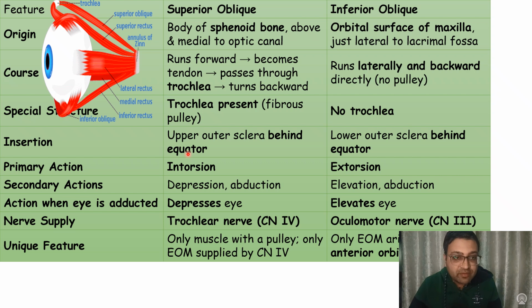Unique feature of superior oblique muscle is that it is the only muscle with a pulley, and it is the only extraocular muscle which is supplied by the fourth cranial nerve. And inferior oblique, one unique feature is that it is the only extraocular muscle that arises from the anterior orbit, that is the orbital surface of the maxilla.